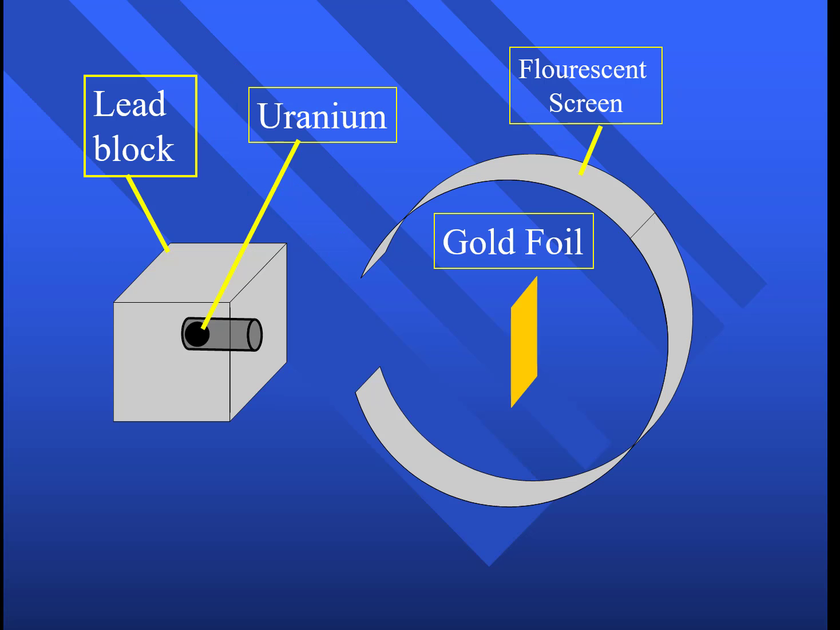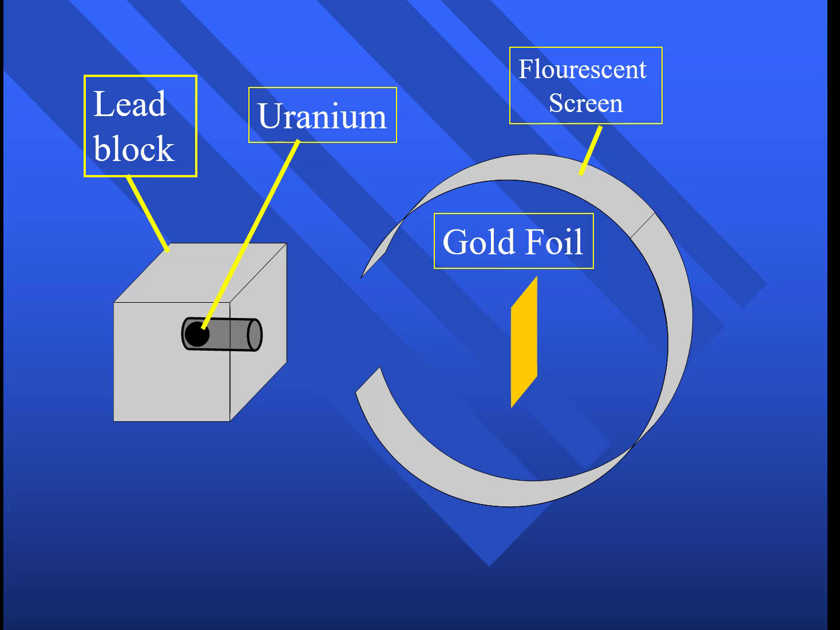So this is a diagram of it, and you'll see lots of these diagrams today. The lead block is here because the alpha particles won't go through lead. You put the uranium in that lead block with just one hole drilled, so even though the uranium's giving out particles in every direction, only the ones coming straight out can escape.